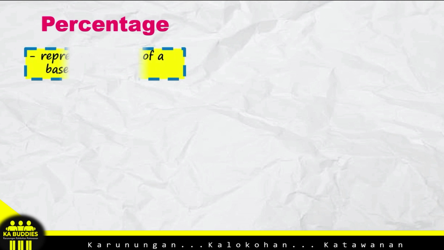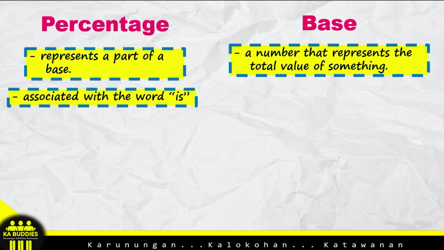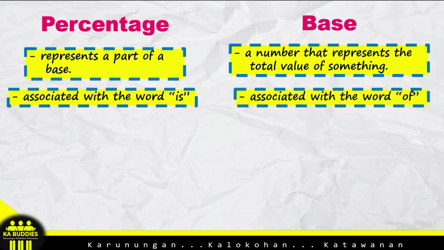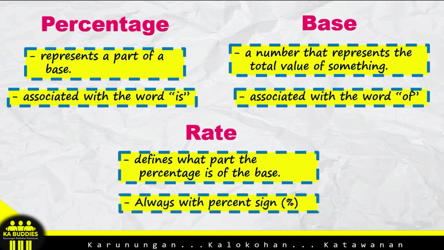So that's it. Again, you have to remember these three. Percentage: when we say percentage, it represents a part of a whole or a part of a base. It is also associated with the word "is." Base: it is a number that represents the total value of something. It is associated with the word "of." Rate: it defines what part the percentage is of the base, and it is always with a percent sign.